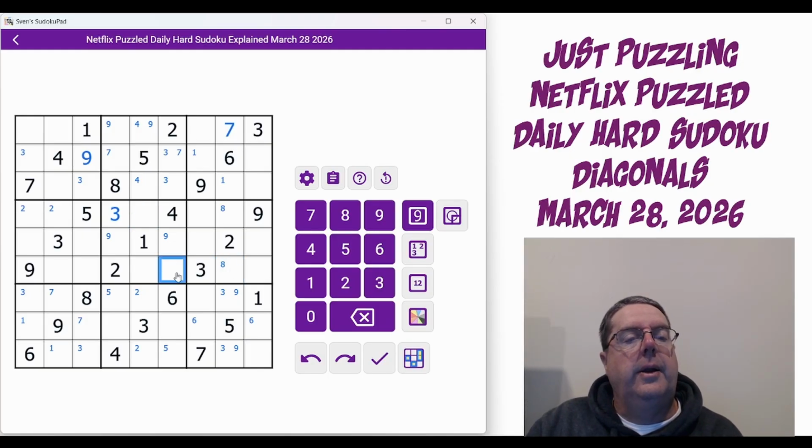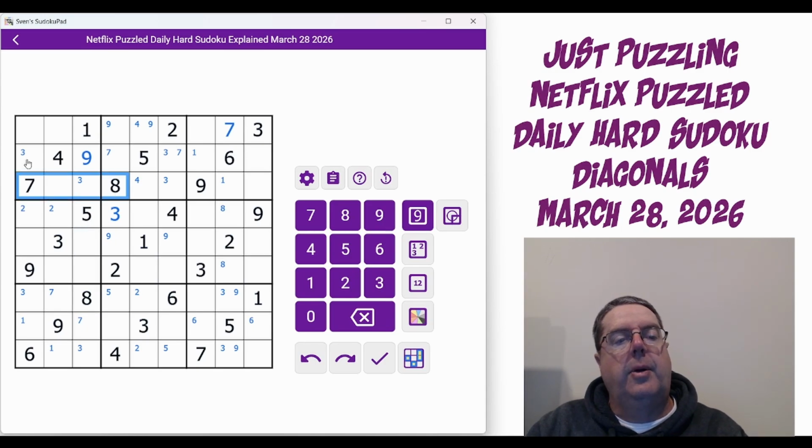So 8 is there, there and there. 8 comes up here. 8 comes across here, so 8 there. 8 comes across here, so 8 is there, and 8 comes down here.